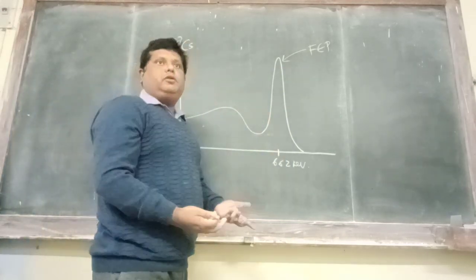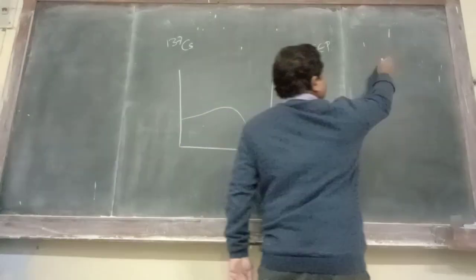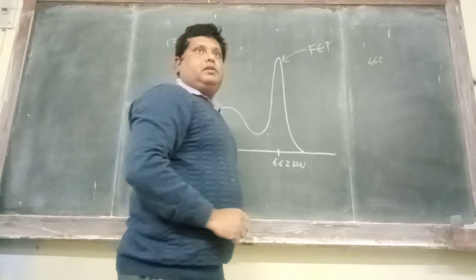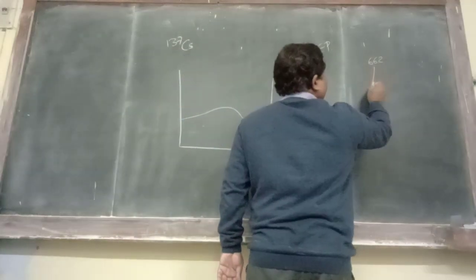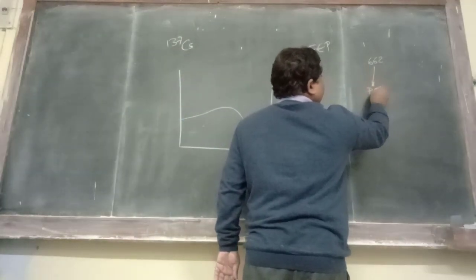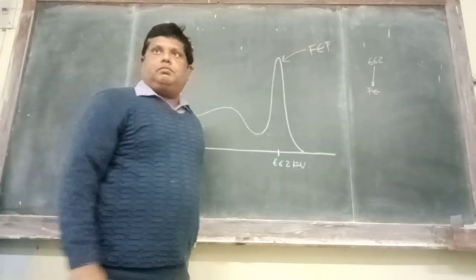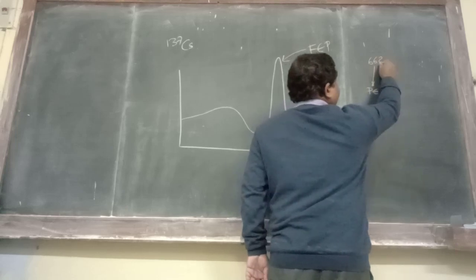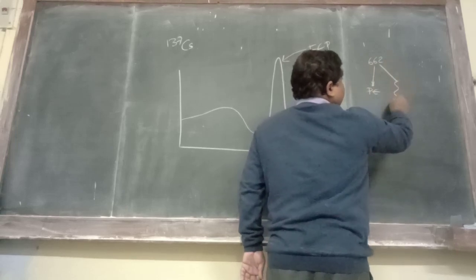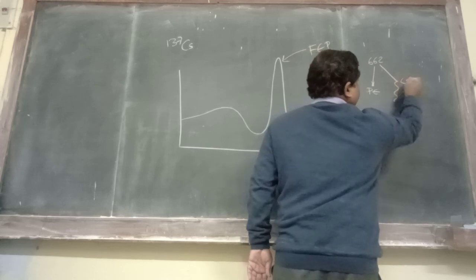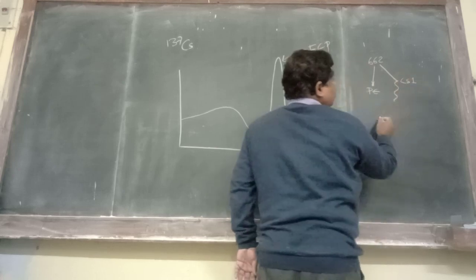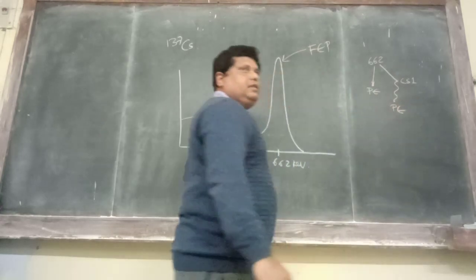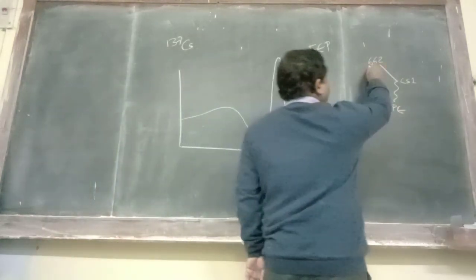Now what are the possible ways of complete energy deposition? Let me give you an example. Suppose this 662 keV enters the detector and then it is completely absorbed by photoelectric effect. Completely absorbed: one possibility. Another possibility, if this enters the detector, undergoes Compton scattering 1, then it is absorbed by photoelectric effect. This is another possibility.